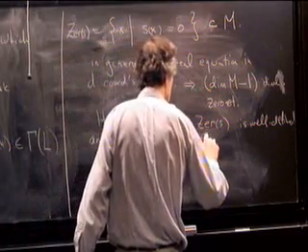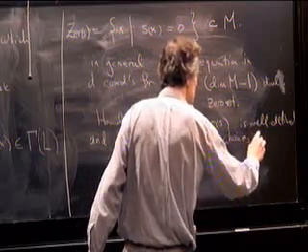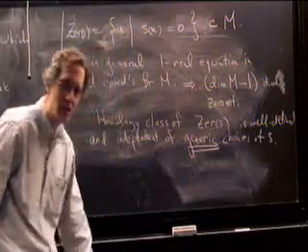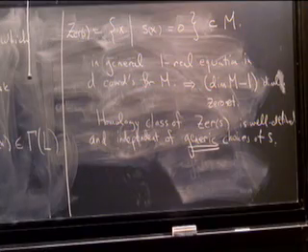Generic choices of S. Of course, I could do something stupid. I could take S equals 0. Then the whole manifold is a zero set. That's not a generic section. I'm saying choose a generic one.